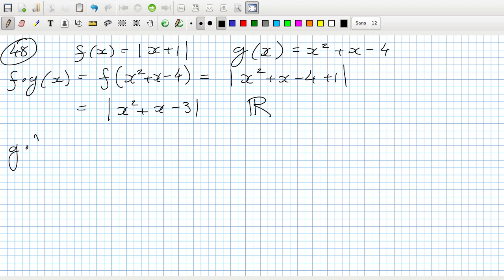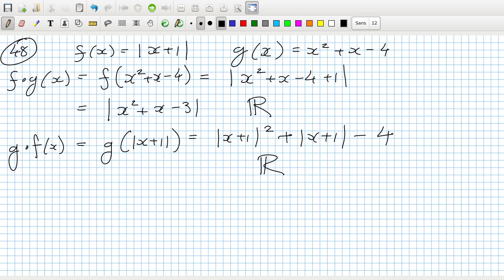Okay, g of f of x equals g of f of x, which will be x plus 1 squared plus x plus 1 minus 4. Again, the domain should be all reals.